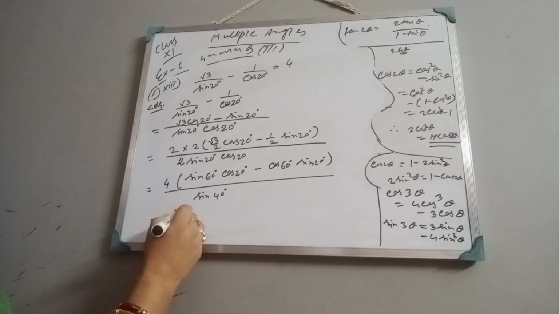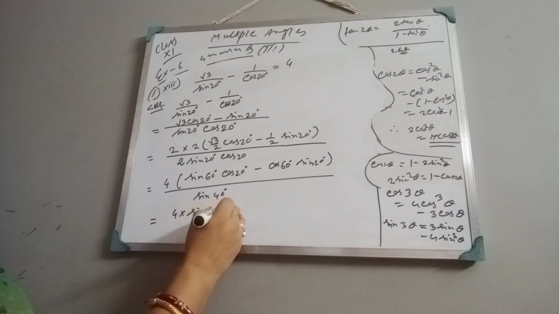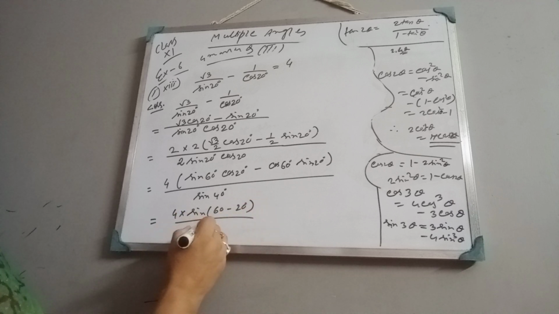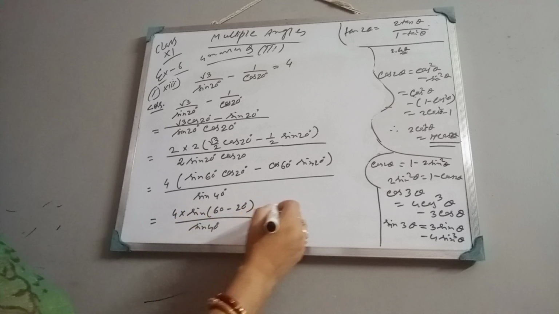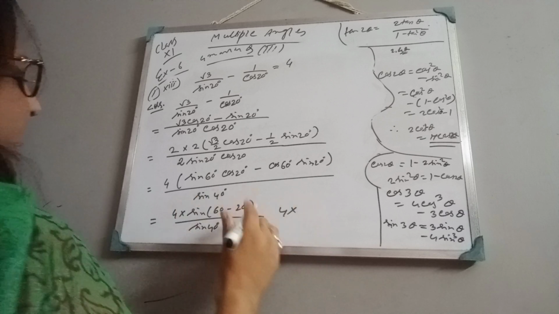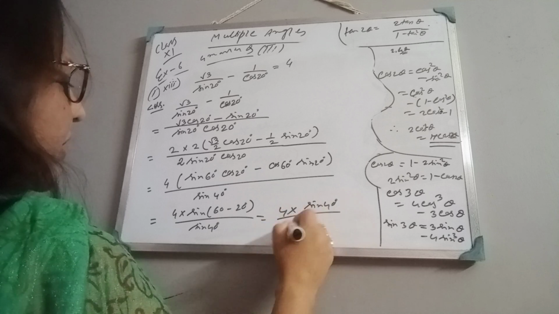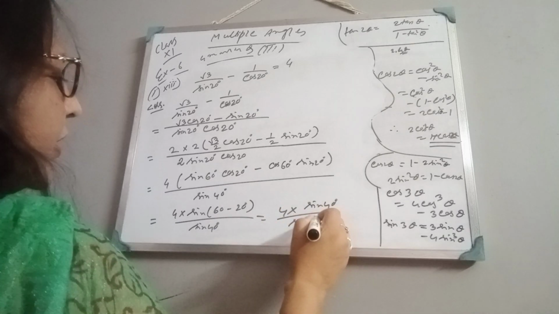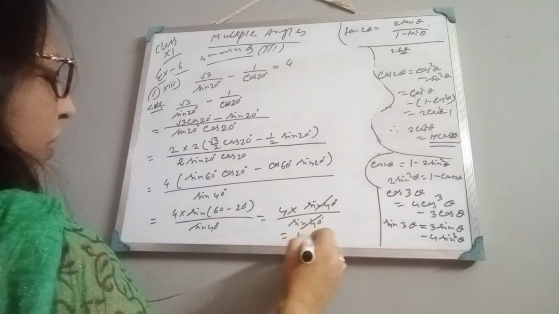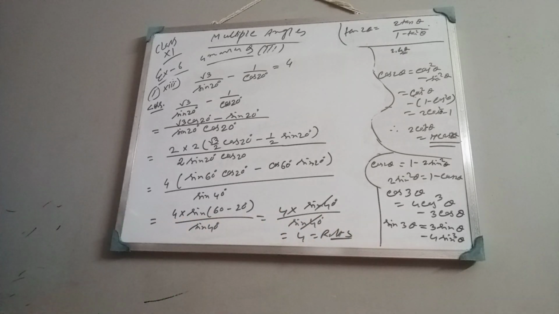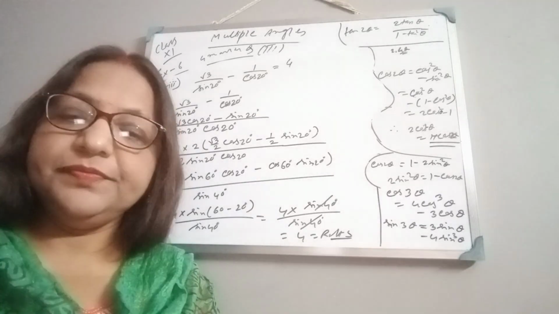So what we will write? 4 into sine 60 minus 20 by sine 40. Very good. 4 into sine, now this is also coming sine 40 degree. The numerator, denominator, it's already there. Now we can cancel these two and we will get 4 as the right hand side. Now it is also proved.